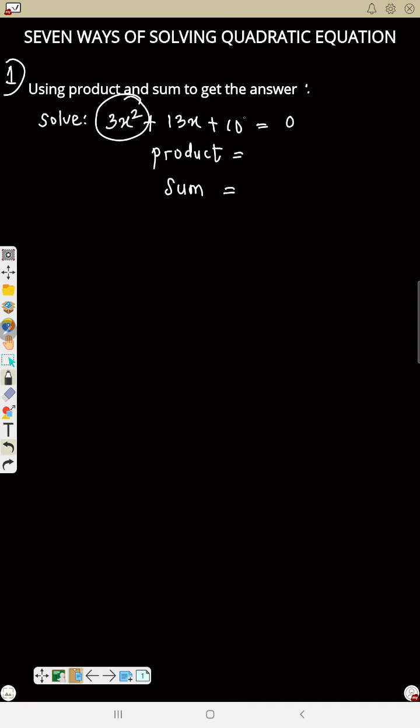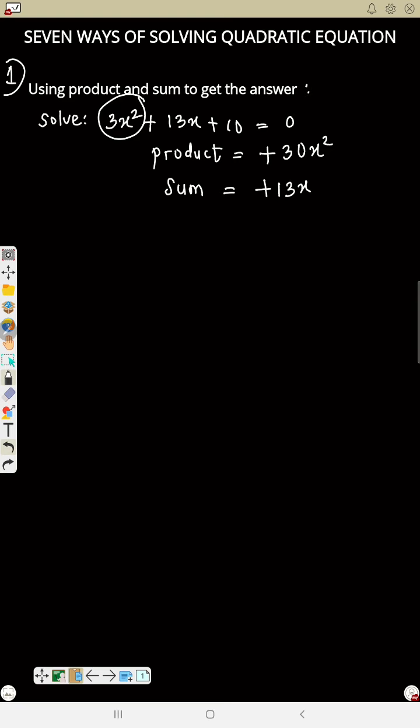Multiply the first term by the last term. So that will give us plus 30x squared. Now the middle number is your sum. What is the middle number here? We have 13x. So that is the middle term. So 13x is our sum. So that means our sum is 13. We carry the sign along, plus 13.